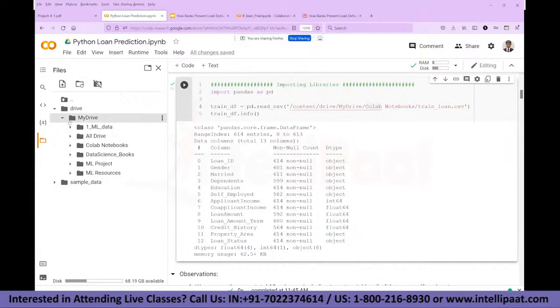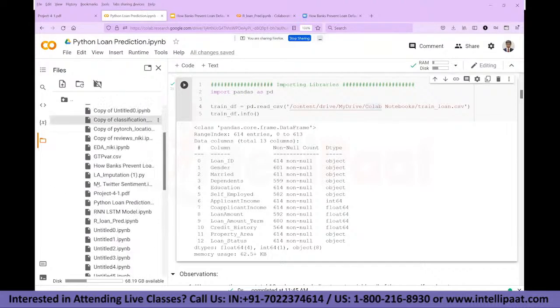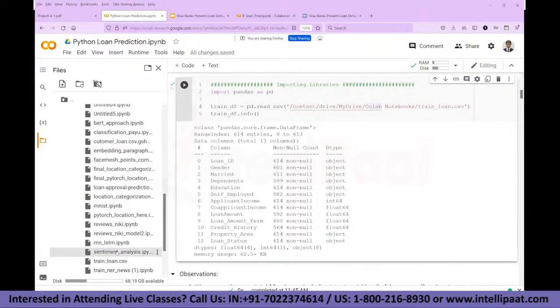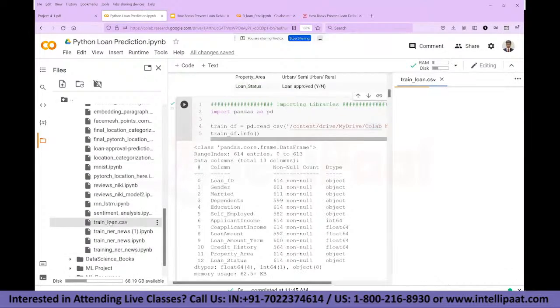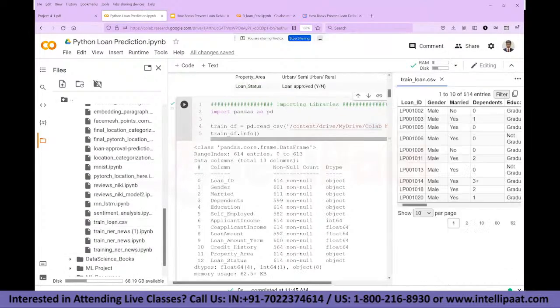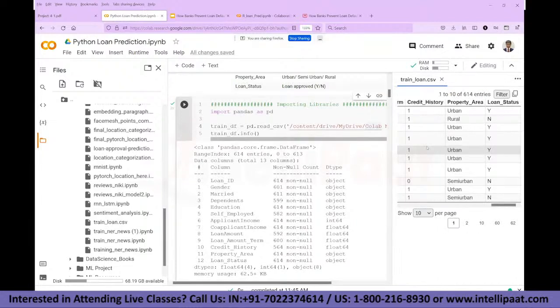So I have mounted my drive here, and you can see all of those folders that I have, Colab Notebooks. It will automatically create this folder there, and you can see all of these Colab notebooks I have, and this is my data, like trainloan.csv, where I can see all the data that I have, right?